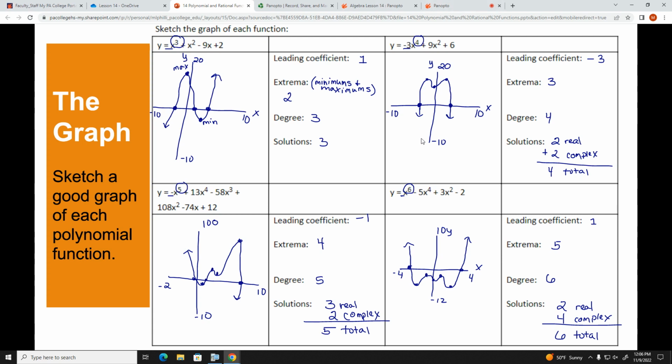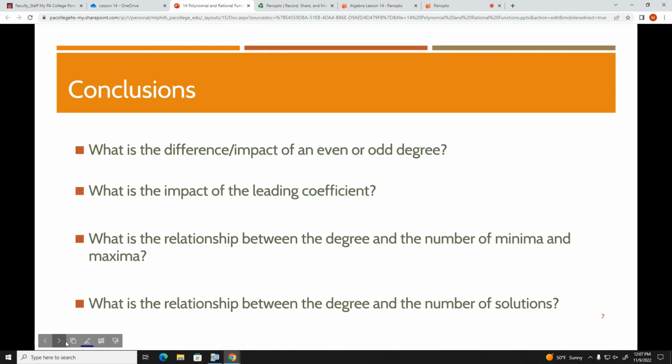When I look at an even degree, which are the 2 on the right, the top one, both ends point down, the bottom ends both point up, so the ends go in the same direction. So if my degree is even, the left and the right of the graph go the same direction. So either both towards infinity or both towards negative infinity.